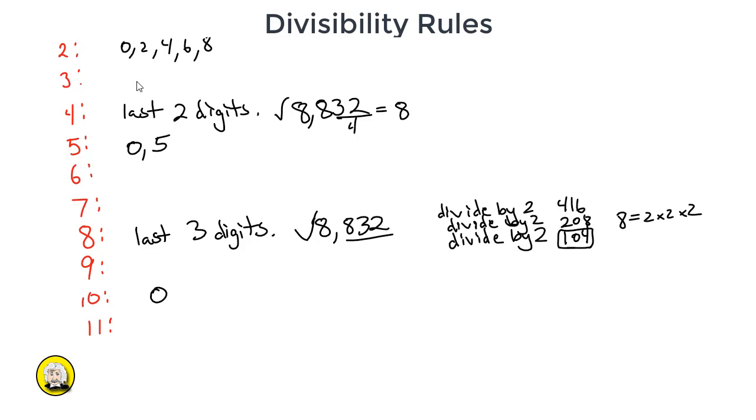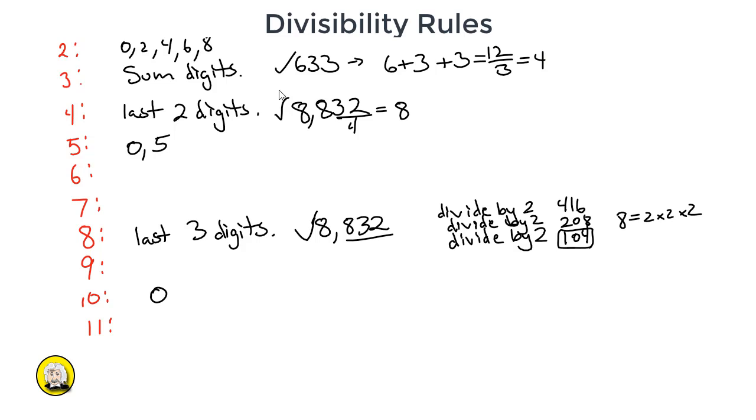Let's go back to 3. For 3, you simply sum the digits and check divisibility for the sum of the digits. So let's say I had 633. In this case, I would sum 6 plus 3 plus 3. That equals 12. And I know 12 is divisible by 3, so 633 is also divisible by 3.